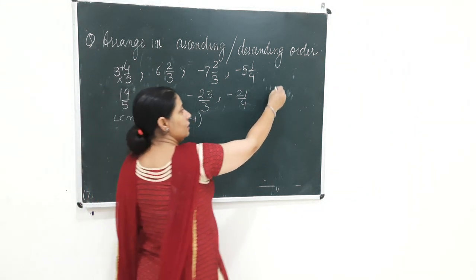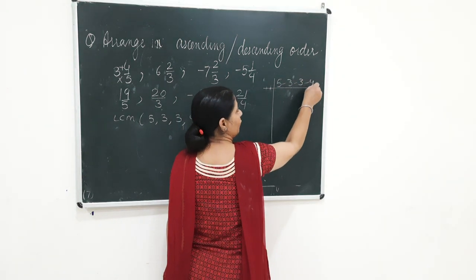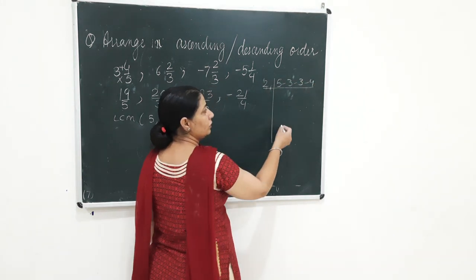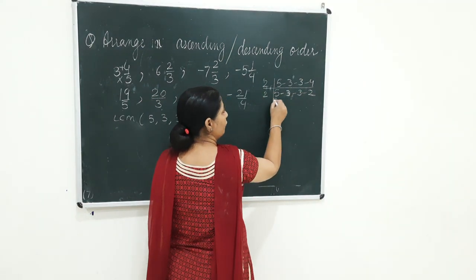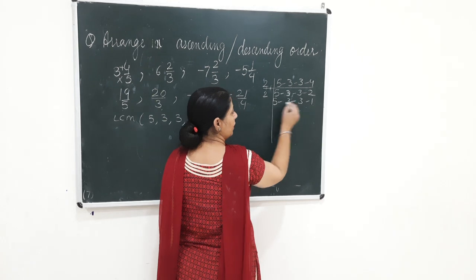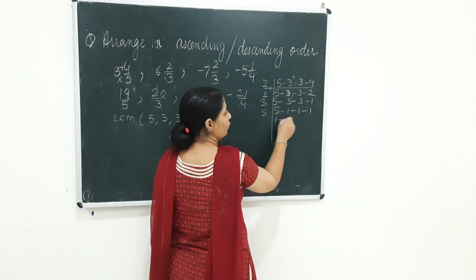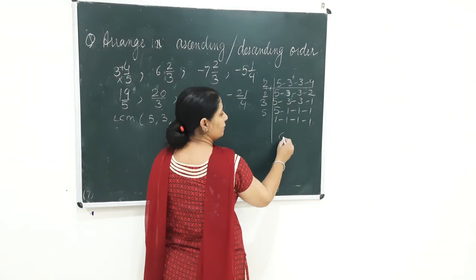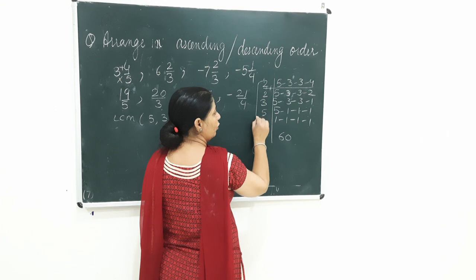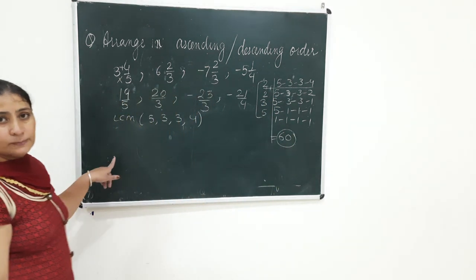So now see beta, I will take the LCM here of 5, 3, 3, 4. First of all, it will go on the table of 2, then 3, then 5. 2 2s are 4, 4 3s are 12, 12 5s are 60. You multiply all of them, the answer to this is 60. So this 60 is my LCM.